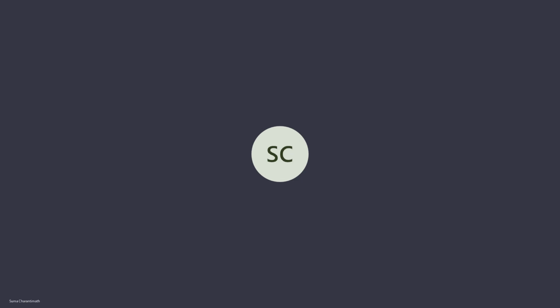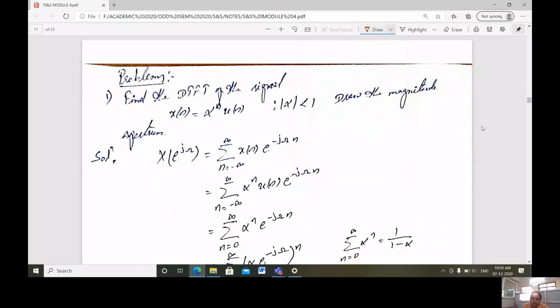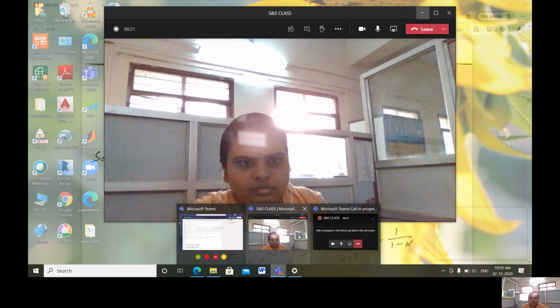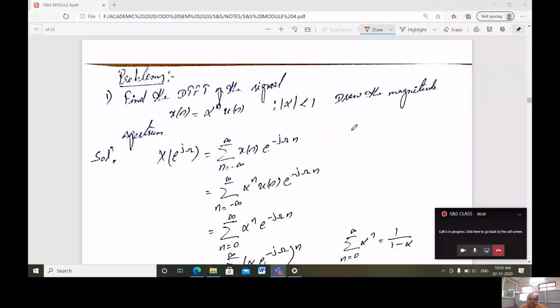This is our problems on the discrete-time Fourier transform. We already learned what all the properties of the DTFT are and what the basic equation is. Now we will solve the problems.